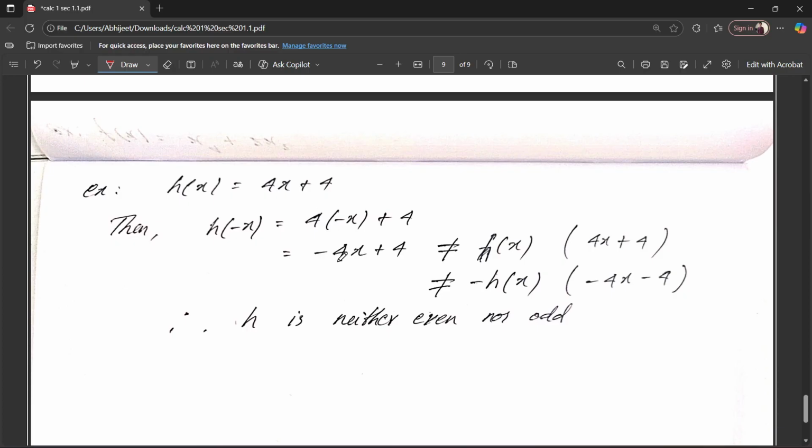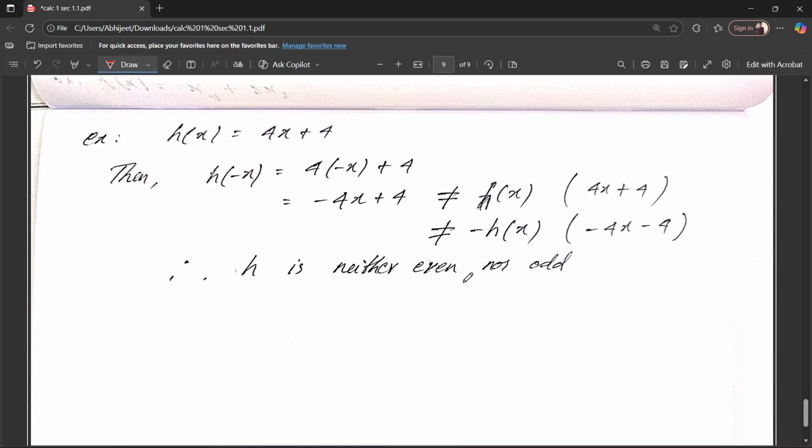Let's look at a third example. h of x is defined as 4x plus 4. What is h of minus x? That would be 4 times minus x plus 4, which is minus 4x plus 4. But wait a minute. Can we write this in the form of h of x or minus h of x? h of x is 4x plus 4. What is minus h of x? That would be minus of this thing, which is minus 4x minus 4. So h of minus x is neither this nor that. It's not even and it's not odd. So it is neither.